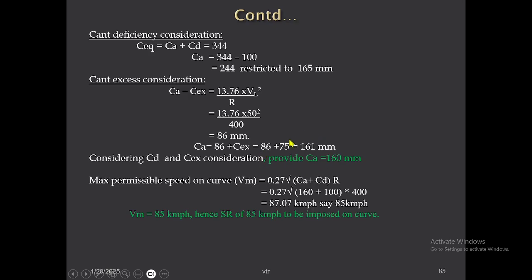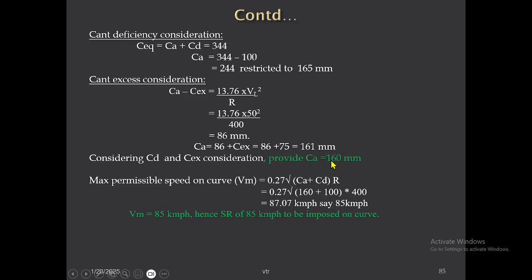But normally it should be a multiple of 5. On the lower side we are fixing, rounding down to 160 mm. So out of the cant deficiency and cant excess constraints, the lowest we have to consider. Hence, we are providing cant actual of 160 mm, so that it will satisfy both the conditions, cant excess consideration as well as cant deficiency constraint.